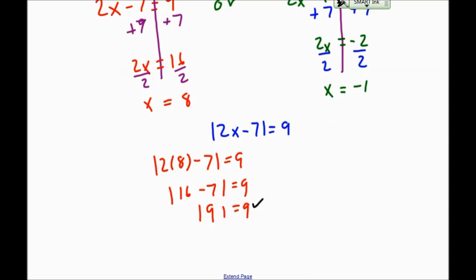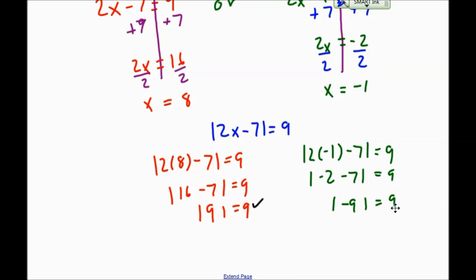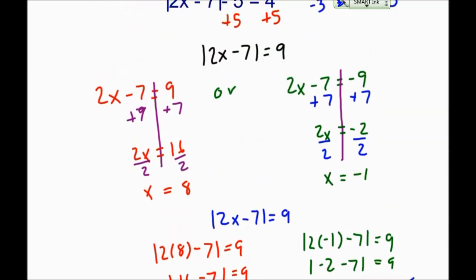Now let's test the other case. Does negative 1 work? I'm going to have the absolute value of 2 times negative 1 minus 7 equals 9. That's going to be negative 2 minus 7, and negative 2 minus 7 is negative 9. So I have the absolute value of negative 9 equals 9. Well, again, that checks out. Negative 9 is 9 away from 0. So I've solved my absolute value equation.